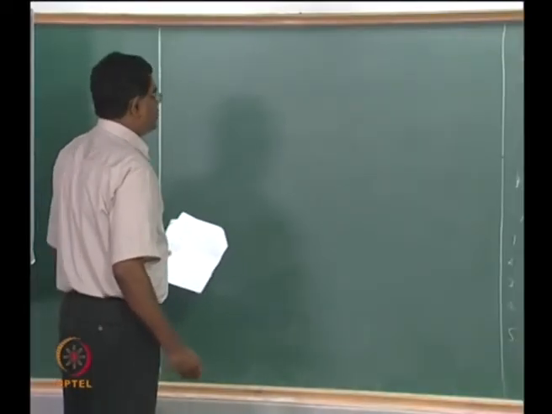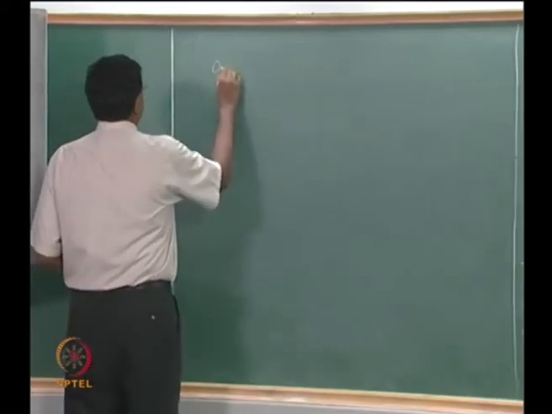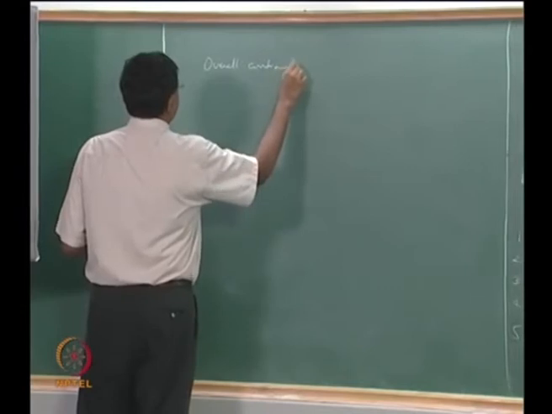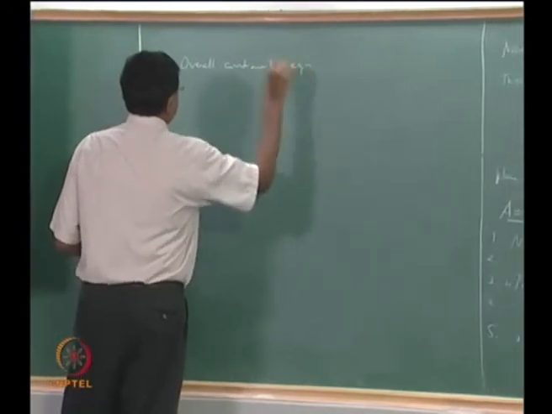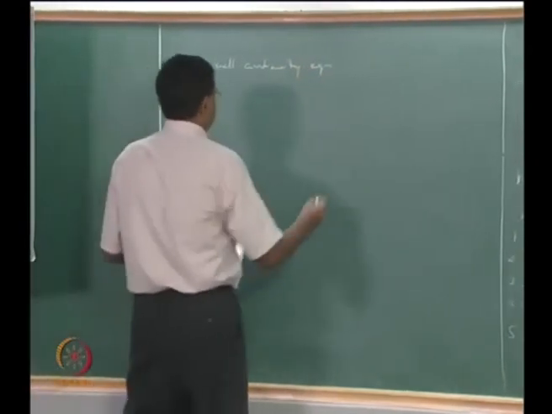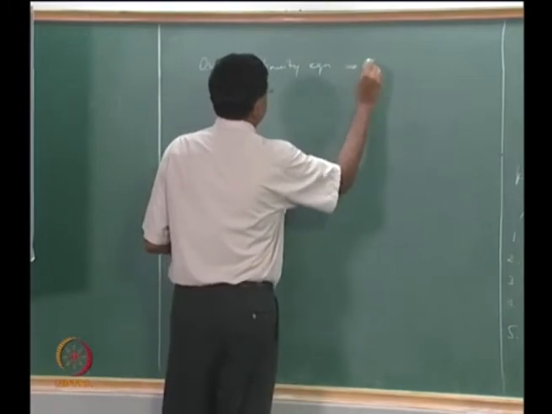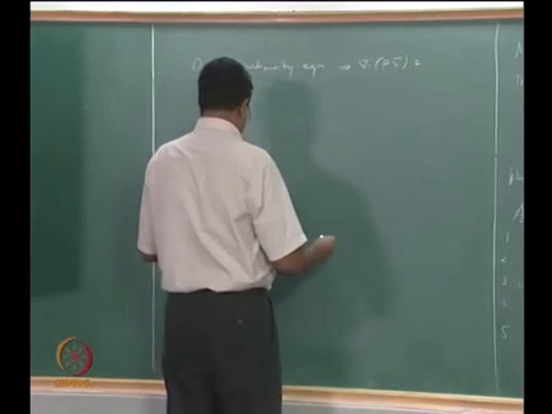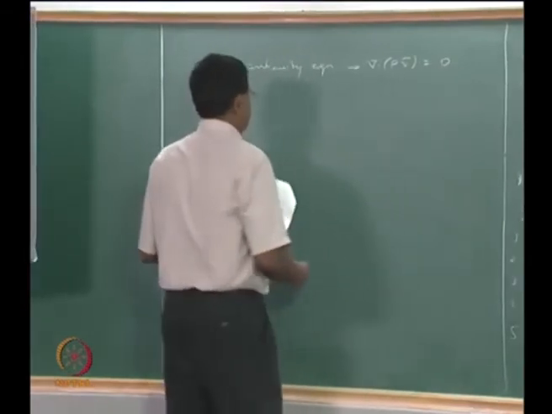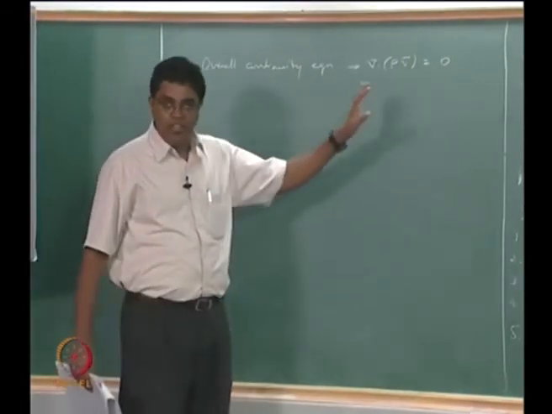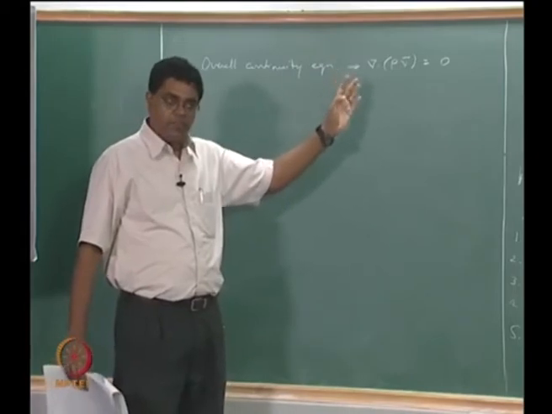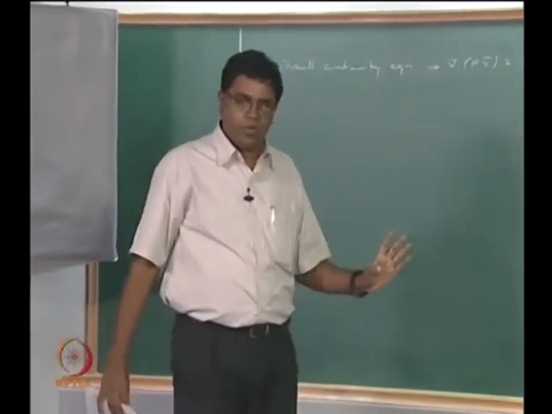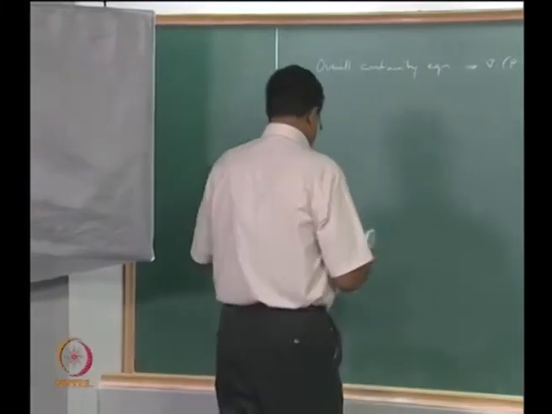Now, given the situation, we start with the overall continuity equation. It simply leads to divergence of rho v vector equal to 0. We still deal with 3D, we will have a vector form of equations, so that means it's a three-dimensional formulation, no assumptions on that.